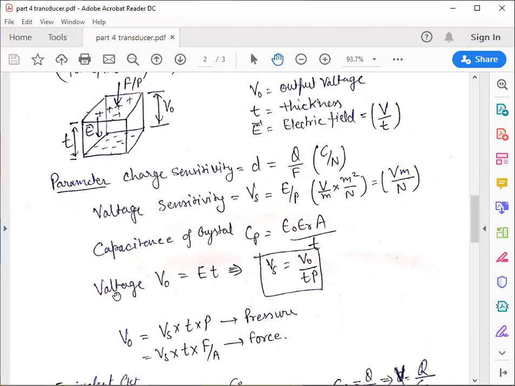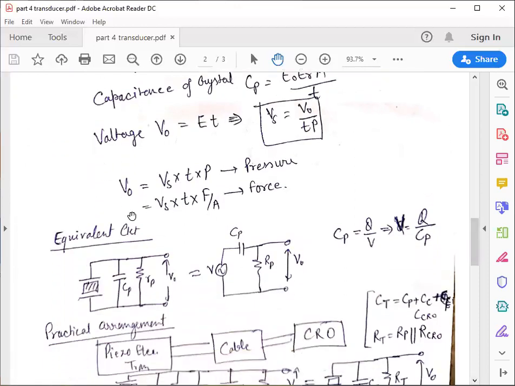T is thickness. So voltage V naught is equal to E into T, and Vs is voltage sensitivity. Voltage sensitivity is E by P, so V naught by Tp, or here we calculate V naught. V naught is equal to Vs into T into P, and we converted pressure into force. P is equal to force per unit area. This is the second relation in terms of force, and this is the relation in terms of pressure with respect to output voltage.